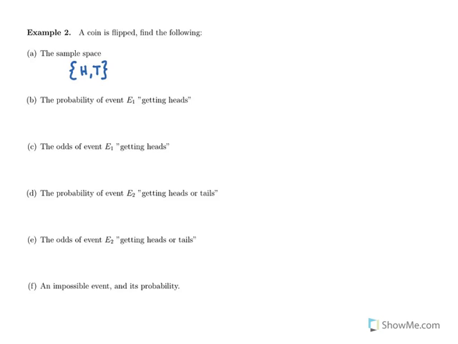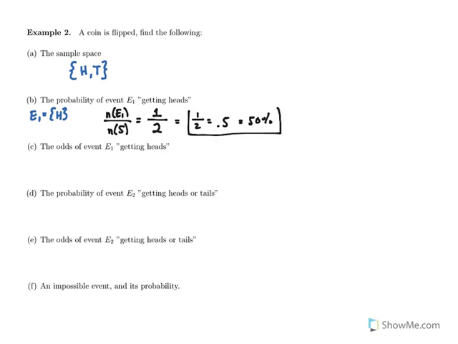The probability of an event we'll call E1, getting heads. E1 is the set just H, that you get a heads. And the probability of that is going to be the size of E1 over the size of S. The size of E1 is 1. There's one thing in there. There's two things in the sample space. So we have 50%, right? This is 1/2. This is 0.5. This is 50%. All of those things are the same thing.